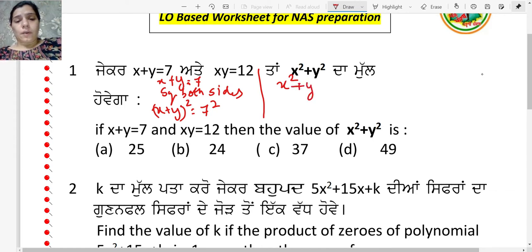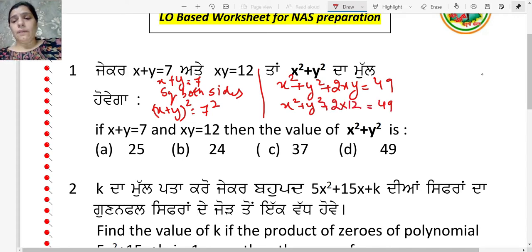So x square plus y square plus 2 into xy. I have applied the formula on the left hand side, and 7 square is 49. Now x square plus y square I have to find, and x into y I am given as 12. So I'll put the value as 12. So 2 into 12 is 24.